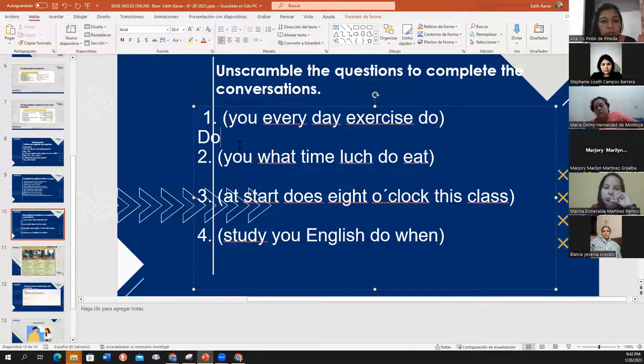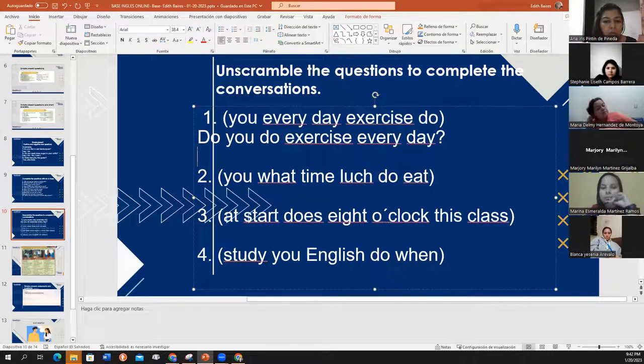Ah, very good. Do you do? Le faltaría un do, vea, arriba. Ese es el que le falta, que le vamos a agregar. Muy bien. Do you do exercise every day? Yes, I do. ¿La respuesta? Yes, I do.